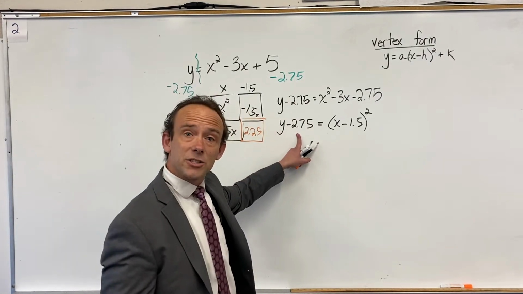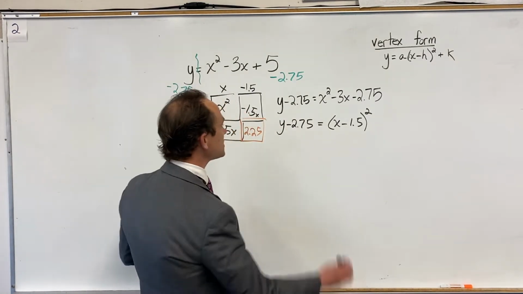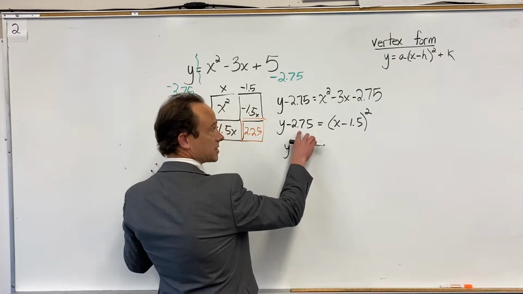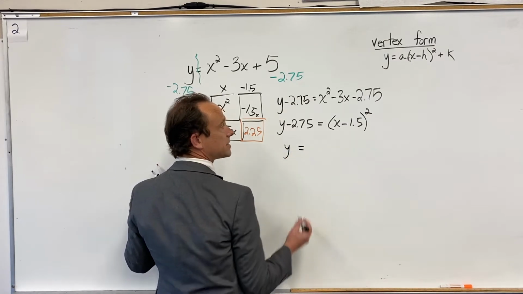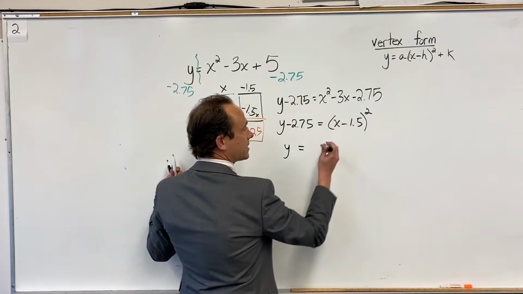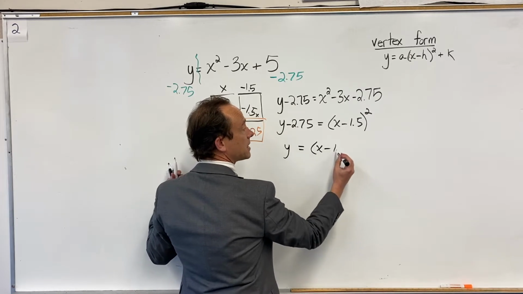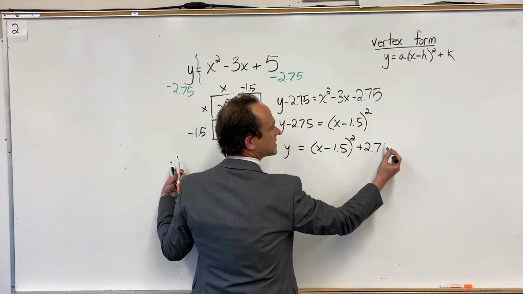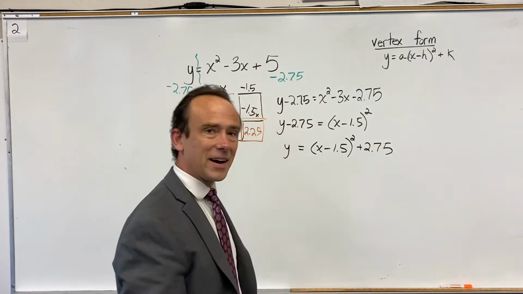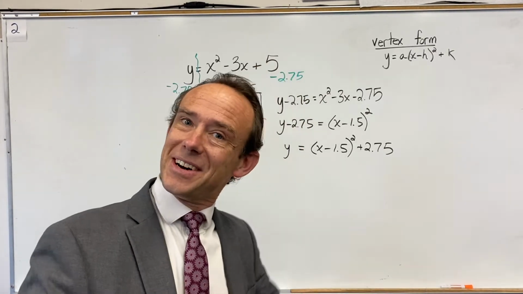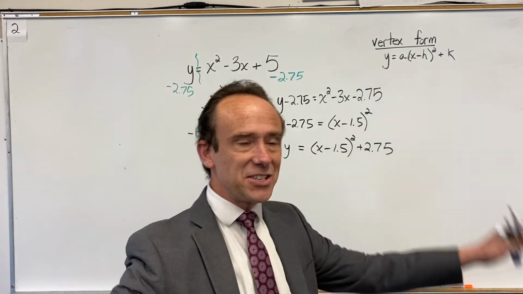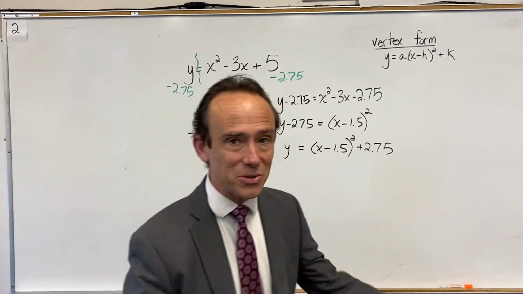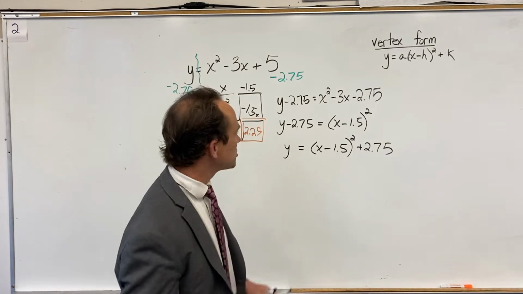Now I got to add 2.75 to both sides, right? So this side is going to go away. So it's just y is equal to, and I'm going to add it over there. So x minus 1.5 squared plus 2.75. All right. Now we got to graph it, okay? Hence the challenge. And what do I name the video? We're doing so much.